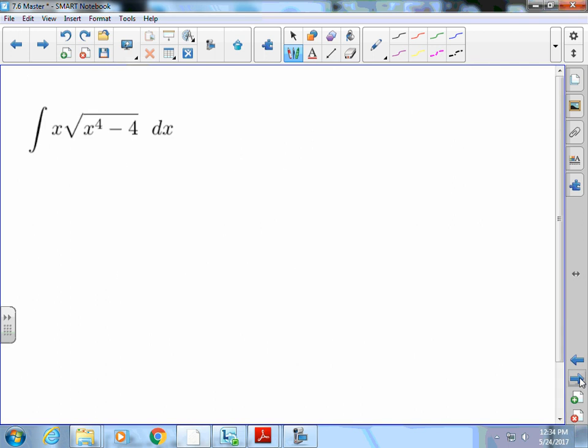Now this one's not very straightforward, but here's a trick. I could say, let u equal not x, but x squared, because none of the formulas are x to the fourth. Then I get du is equal to 2x dx, or 1/2 du is equal to x dx. So there I have the things I need now to substitute.